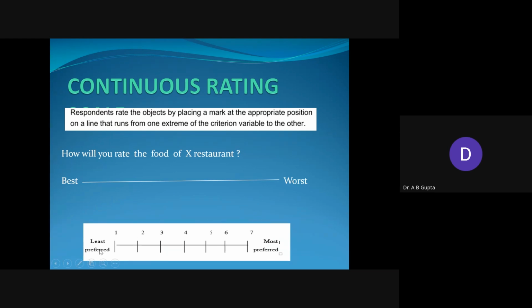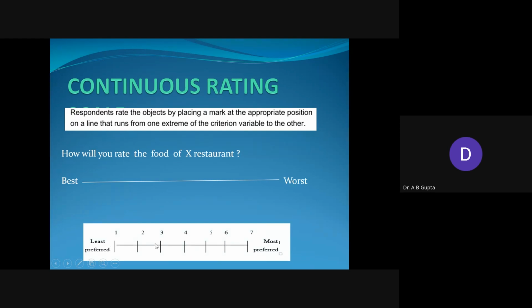On one side I'm writing least preferred. On another side I am writing most preferred. And in between also I am putting certain marks 2, 3, 4, 5, 6. So if they like the food, they will be ticking either at 5 or 6 or 7 or in between, anywhere they can tick. And if they do not prefer the food, then they will be ticking somewhere between 1 and 4.